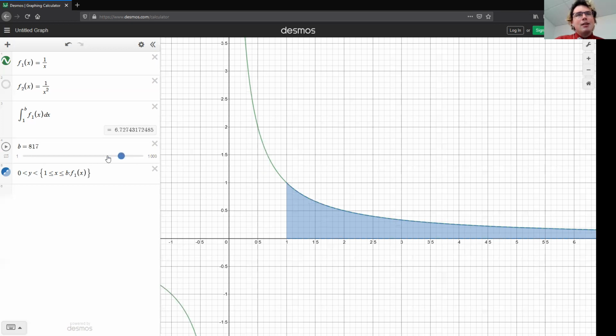But I've got a limiting process here. Remember limits from Calc 1. My x is getting larger and larger and larger. And I want to know if the value of this integral, excuse me, my b is getting larger and larger and larger, and I want to know if this integral is going to settle to some limiting value or not.